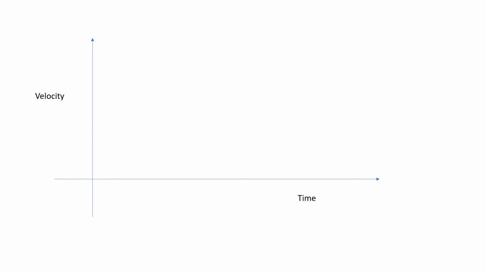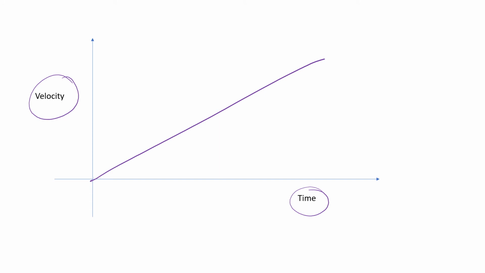Now we move on to a velocity time graph. On our y-axis we have velocity, on our x-axis we have time. In this graph here, I've just drawn a straight line. If we want to work out the gradient, it is equal to change in velocity divided by change in time.